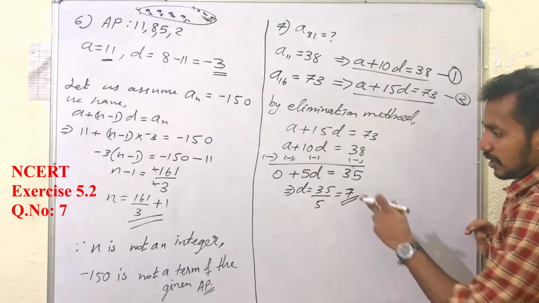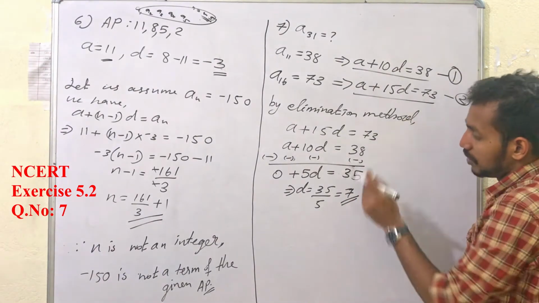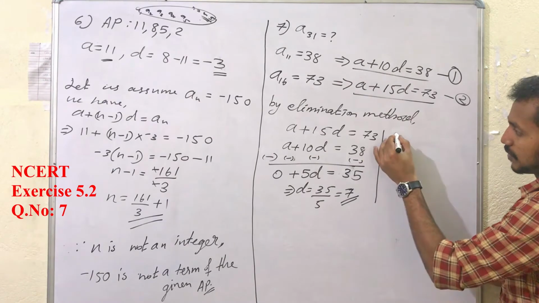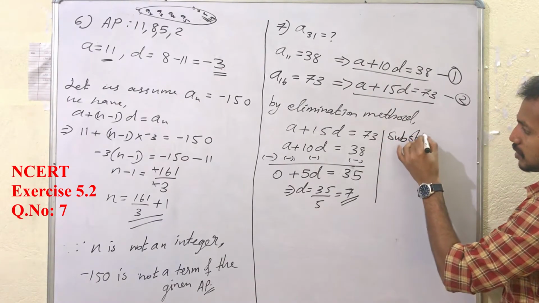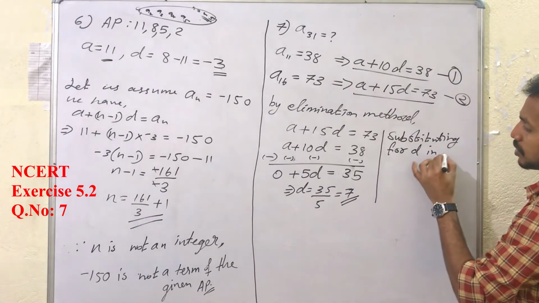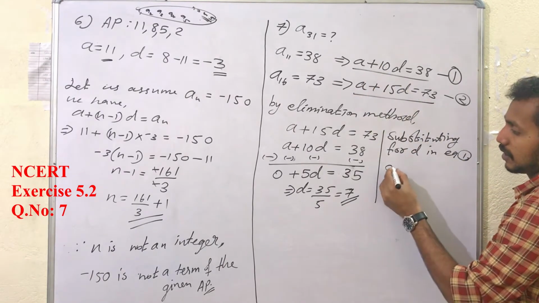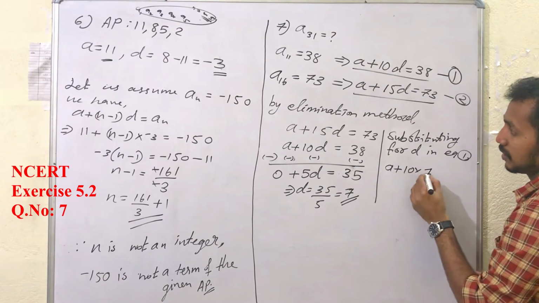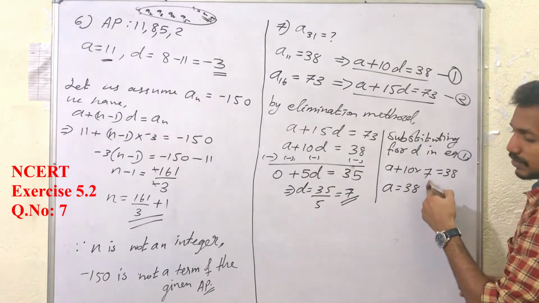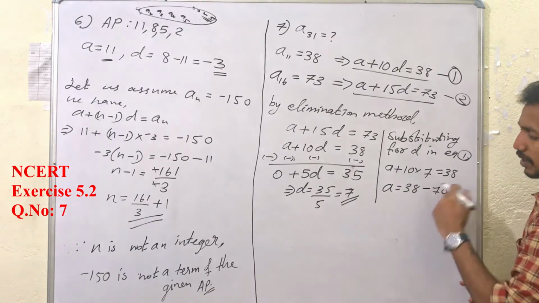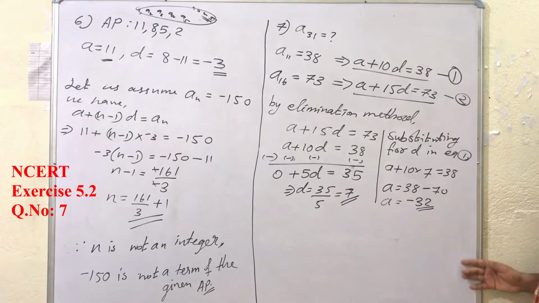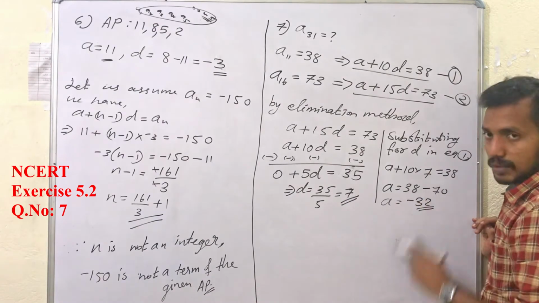Now we have got d equal to 7. Then what we have to find is a, the second variable. Now substitute this value of d in equation 1. So what do you get? a plus 10 into 7 is equal to 38. a is equal to 38 minus 70, since 10 into 7 is 70. So a is equal to minus 32. So we have the value of d equal to 7 and a equal to minus 32.